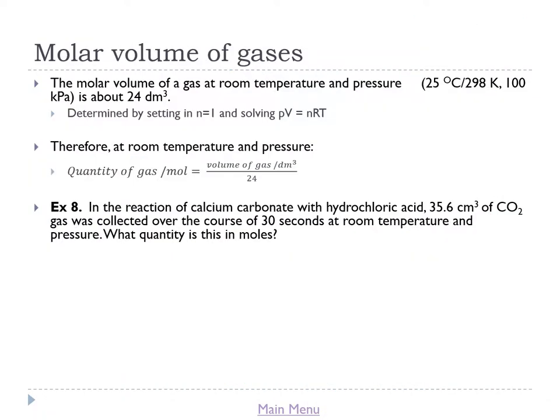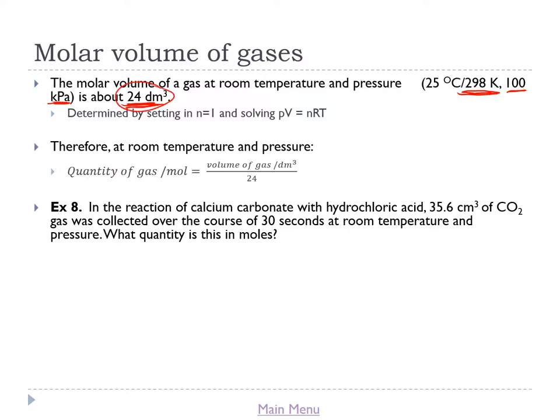The molar volume of a gas at room temperature and pressure is about 24 decimeters cubed. What do we mean by room temperature and pressure? Well, room temperature is 298 Kelvin. That's roughly 25 degrees Celsius. And 100 kilopascals, that is atmospheric pressure. Now, how do we work out this 24?